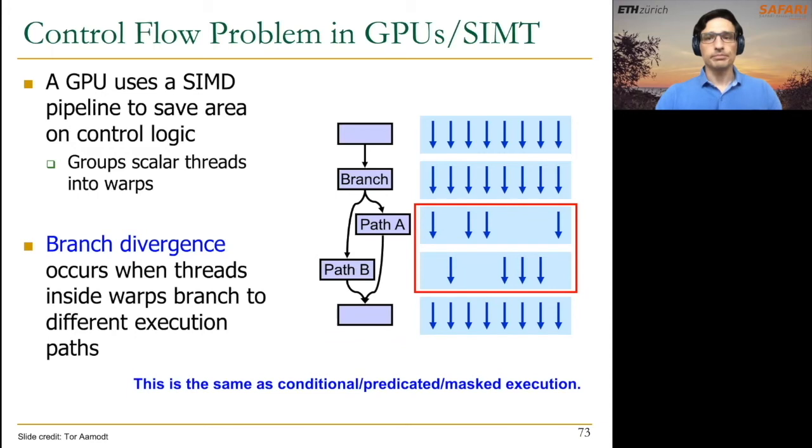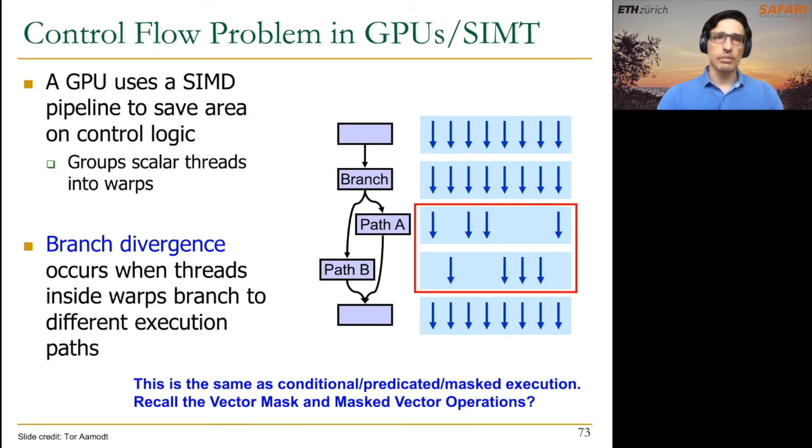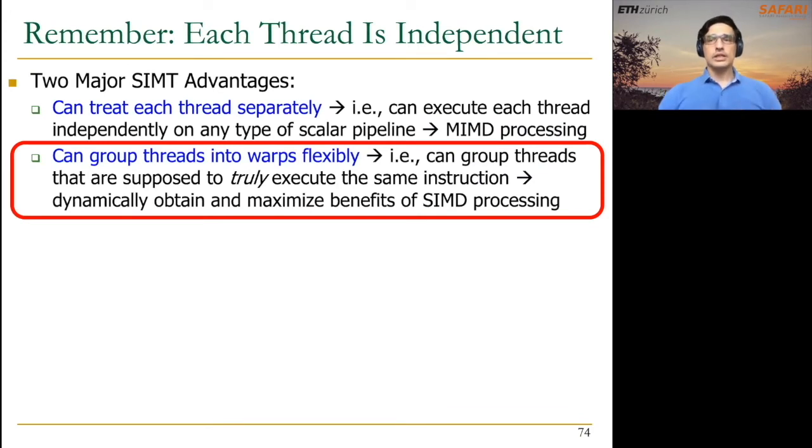This is exactly what we call in SIMD processors conditional, predicated, or masked execution. You have already seen in the previous lecture what a vector mask is, or what the masked vector operations are. Now, let's talk about how we can potentially optimize the execution of these warps that have divergence. Let's say we talk about intra-warp divergence. Let's see a couple of proposals as a way to optimize the execution of GPU programs on the hardware.